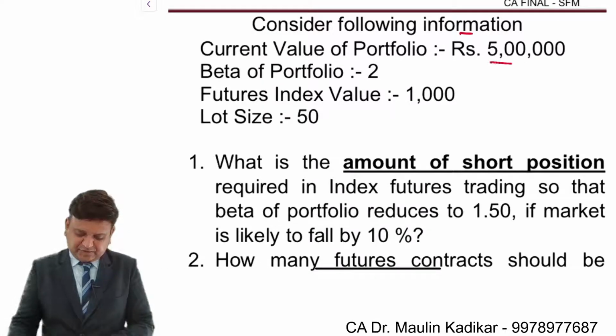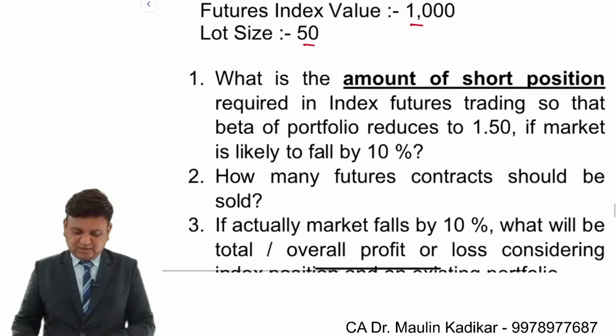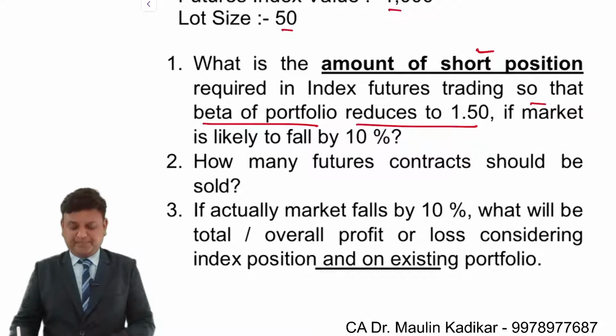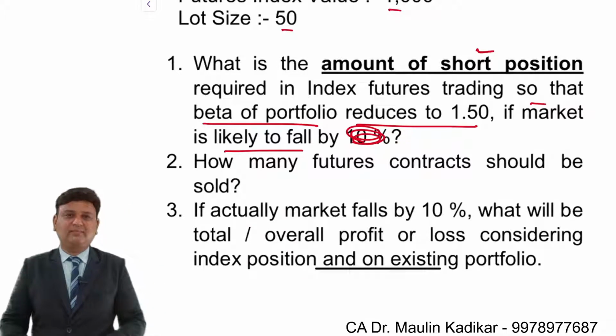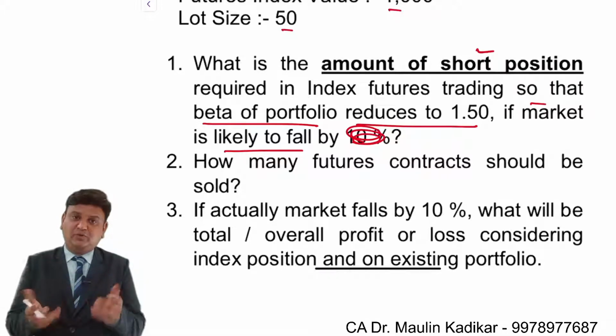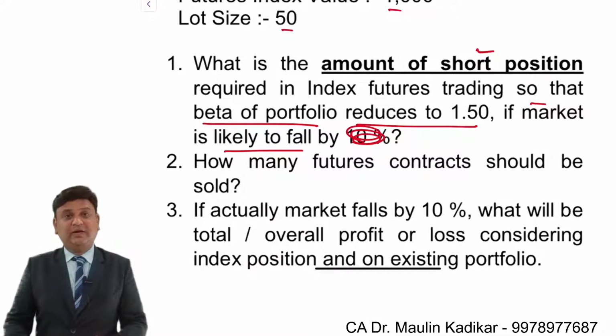Consider the following information. Current value is 5 lakhs, beta is 2, index is this. What is the amount of the short position required in index futures so that beta of the portfolio reduces to 1.5 if the market is likely to fall by any percentage? This question is quite different from the earlier questions that we did. The question says that I want to partially hedge my portfolio. I do not want to have the complete hedging.